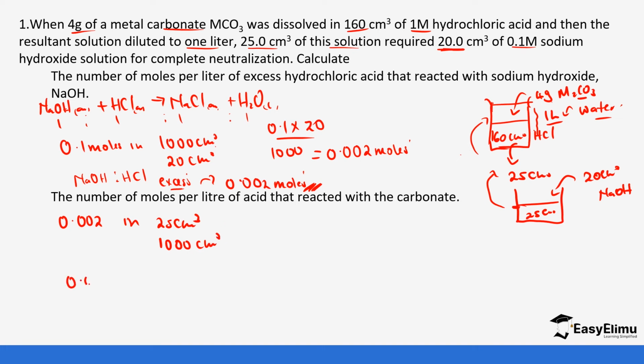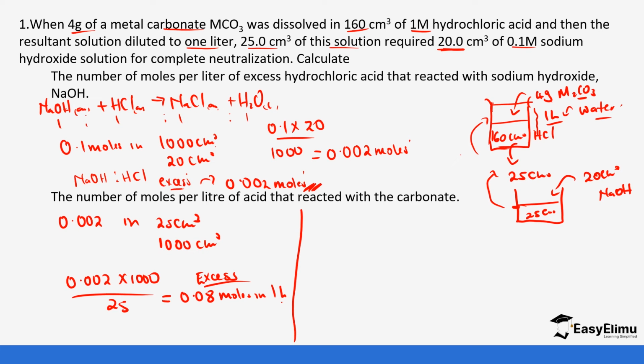So it's going to be 0.002 times 1000 divided by 25, which gives us 0.08 moles. So these are the moles that were in the 1 liter. So that is the question that you have been asked. So these are the moles. Basically, these are the moles of the excess acid, but now in the 1 liter. But now remember, we want to get the moles that reacted with the carbonate.